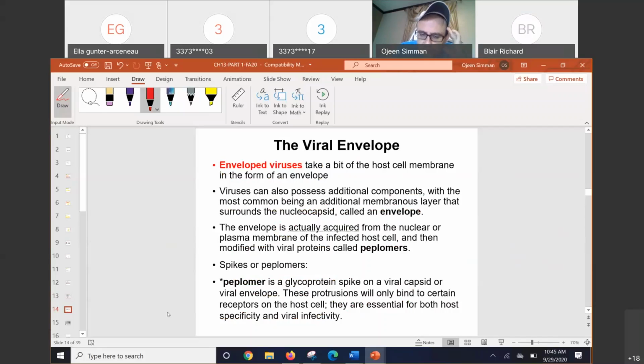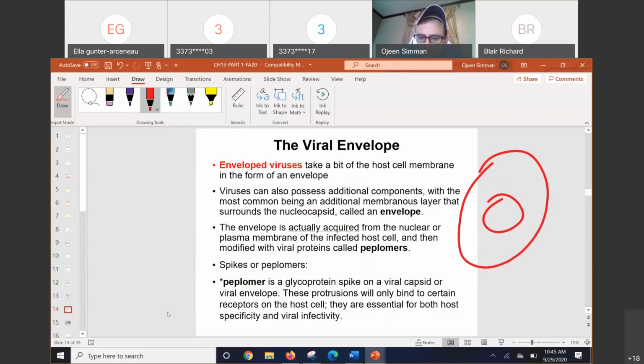Now, as we said, the envelope is acquired from the infected host cell. There are two places in the infected host cell that this envelope can come from. It can either be the plasma membrane or the nuclear envelope. Remember, the nucleus of a eukaryotic cell is surrounded by a double-layered lipid membrane.